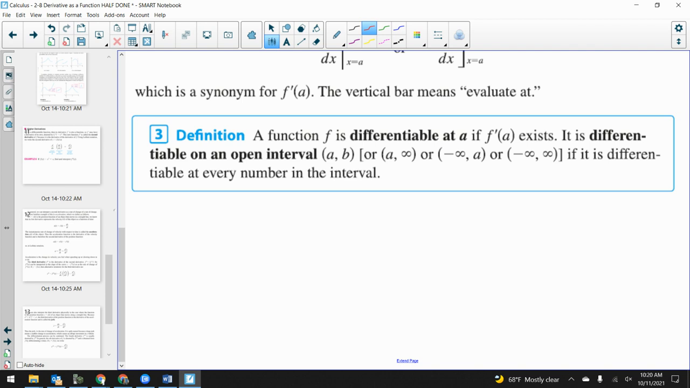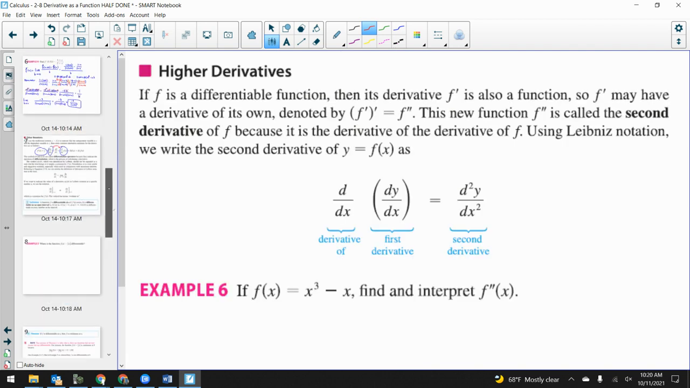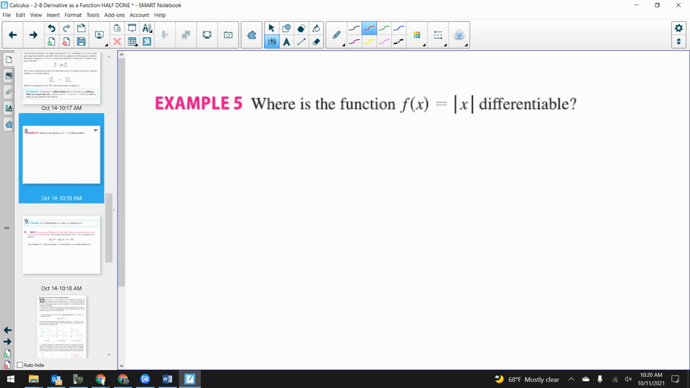Now, it is differentiable on an open interval a to b, or the other types of notation, if it is differentiable at every number within that interval. Now, we're going to talk about when things are differentiable. When can we find the derivative at these places? Okay. Oh, I went down way too far. So let's talk about this. Where is the absolute value of x differentiable?